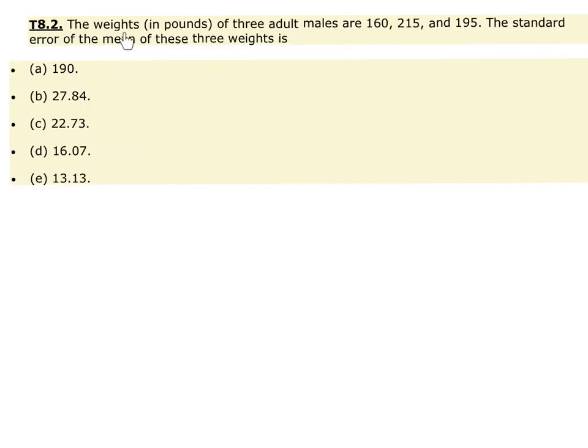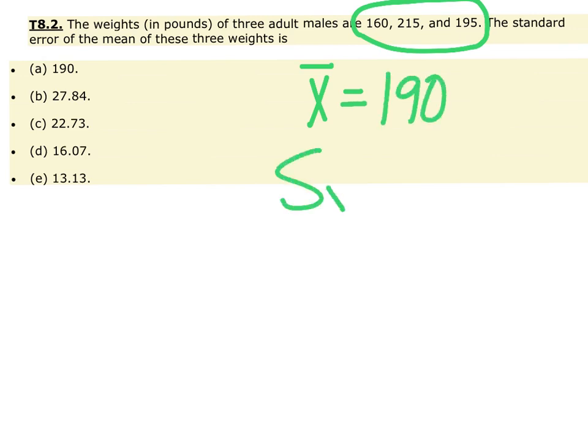Question two, the weight in pounds of three adult males are 160, 215, and 195. The standard error of the mean of these weights is what? What you need to do for this problem is you could go to your calculator and do a list one and do a one variable stat. When you do that, by the way, you're going to get x bar, or the mean, is 190. S of x is the sample standard deviation, and that's 27.8. Now be careful, 27.8 is there, but this is the standard deviation of the sample.